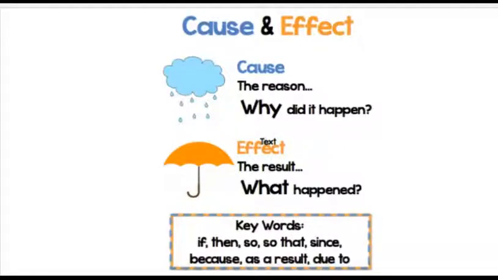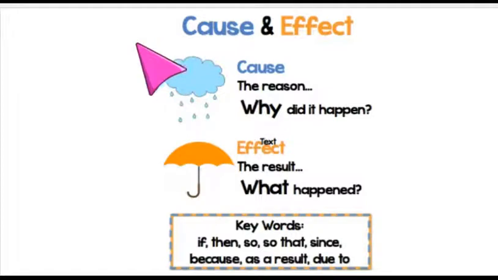This is Miss Allen again, and we are still really challenging our brain to try and understand cause and effect to help us to understand the books and the pictures that we are reading and looking at. Remember, cause and effect deals with the reason why something happens and what happens afterwards. Some keywords we can look for and listen for that help us to identify the cause and effect are the words if, then, so that, since, because, as a result, or due to.